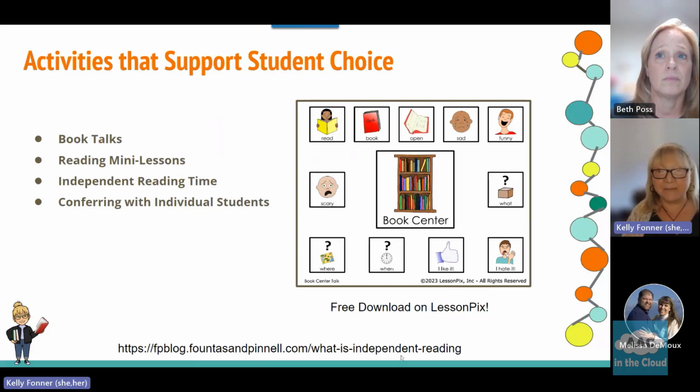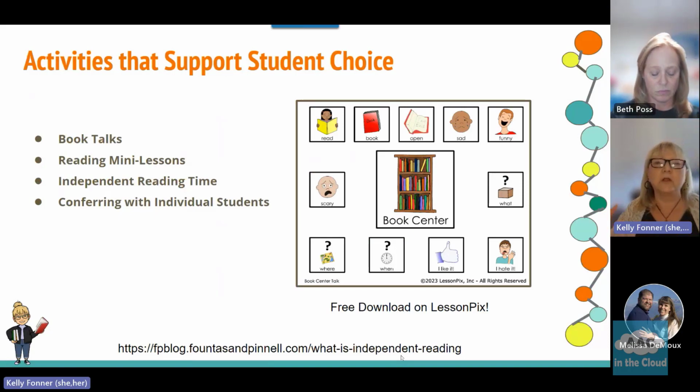So you see some examples of what are some of the ideas and activities that we do to support students making their own choices? Well, we can do book talks where kids share what they found out, not necessarily a book report, but what are some of the things that you really liked about this book that might influence others? You might, as the teacher or a support person in that classroom, do mini lessons around how you make choices of books. Really support independent reading time.